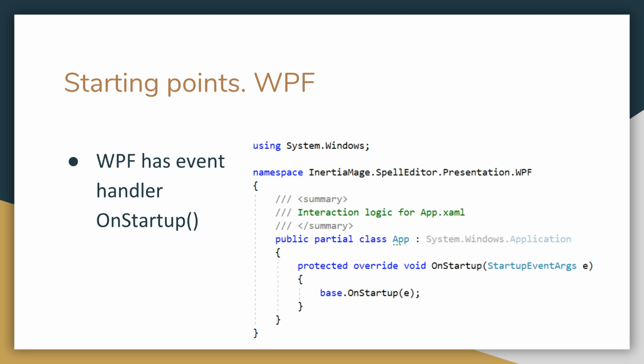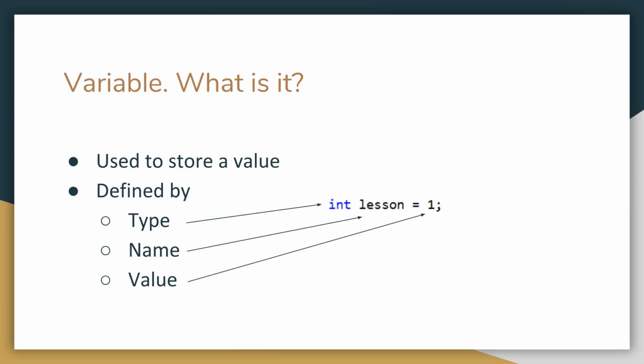WPF is a bit more complex as it's a newer thing. It has a more clear architecture. So what it does essentially is has an event handler. So in this case we have on startup, and on startup will be called when we run our application, and when we run our application it will do its things like creating the UI, registering and initializing stuff, and so on and so forth. So basic. Now let's move on to a more interesting thing, which is basic code syntax.